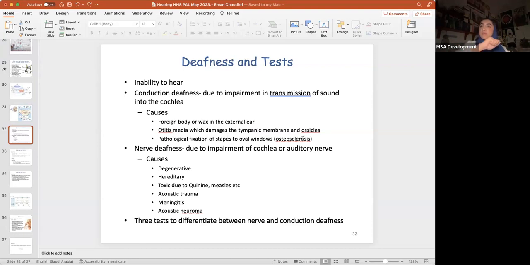So obviously, if you can't move the stapes freely, and if you can't move it with the oval window, then how are you going to transmit sound properly as sound waves into the perilymph? You're not going to be able to. So these are all conductive problems.